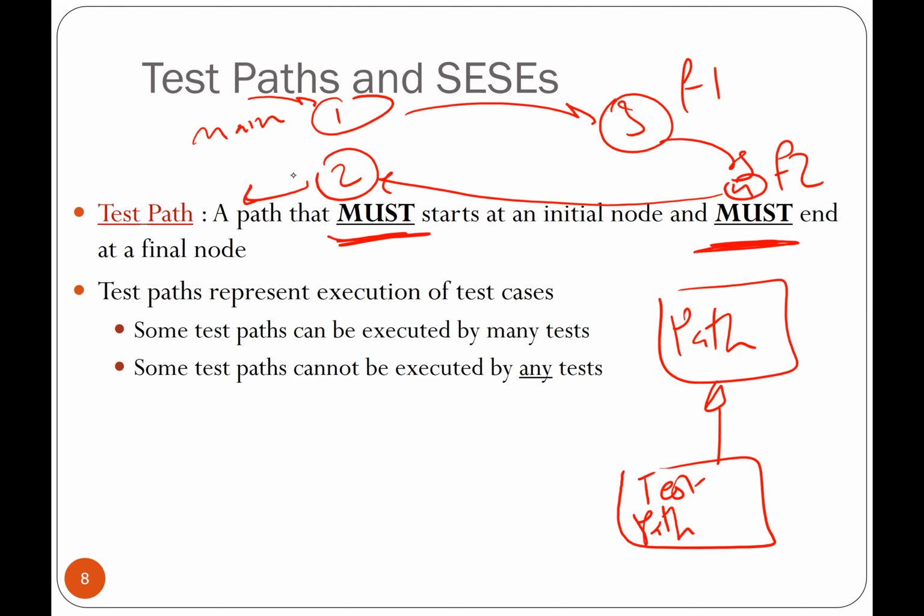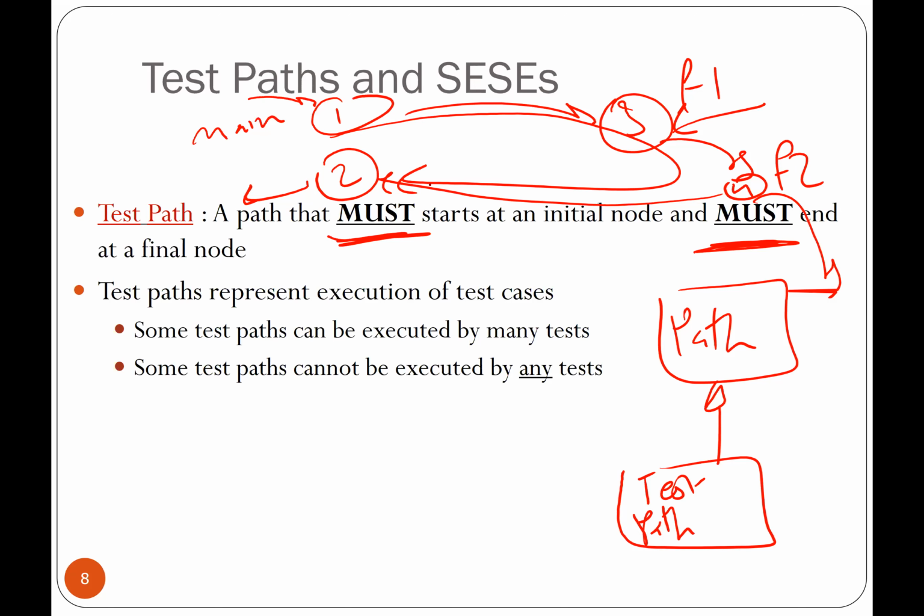When you run this code, you cannot simply begin the execution here, and you cannot terminate an execution over there either. This is why a test path has to begin from an initial node and has to end at a legitimate final node. Whereas a path can be any nodes; it doesn't have to start at the beginning or finish at the end or anything like that.